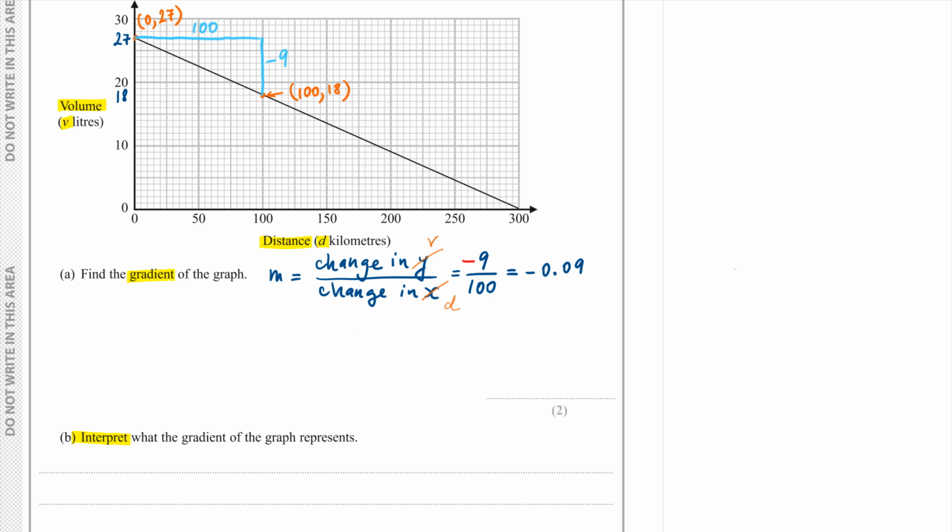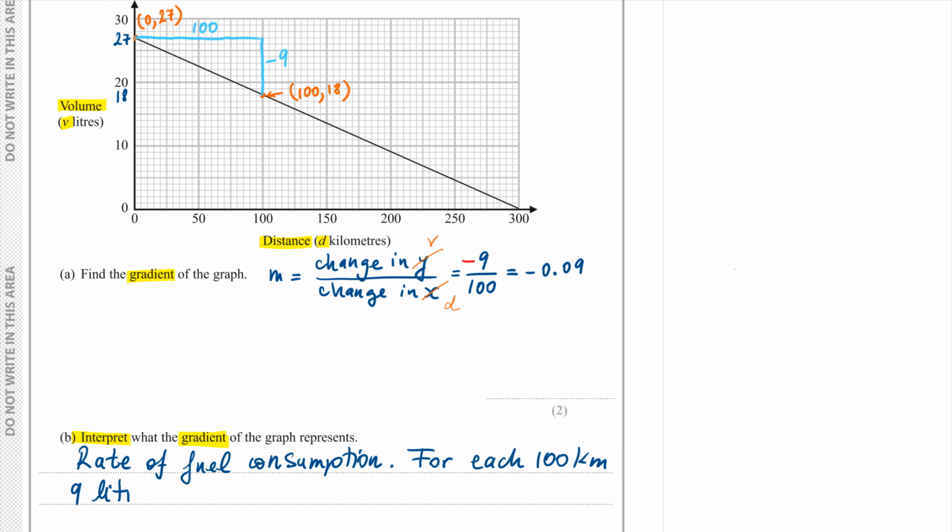Part B. Interpret what the gradient of the graph represents. Gradient represents rate of change. So the gradient of this graph represents the rate of fuel consumption. For each 100 kilometers, 9 liters of fuel is consumed.